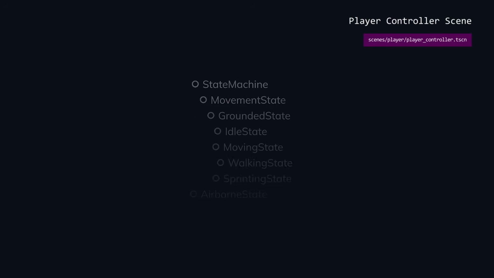So let's add 2 more nodes, moving state and walking state. Create scripts extending the player state class for each and then head to the moving state. We're going to add a check here to see if the player has stopped moving, and because it's in the compound moving state, it's going to run in both our walking and our sprinting states because they're children of the moving state. Hopefully you're beginning to see the usefulness of having these compound states.